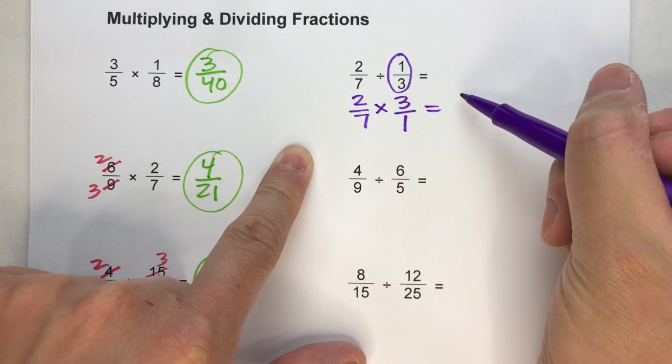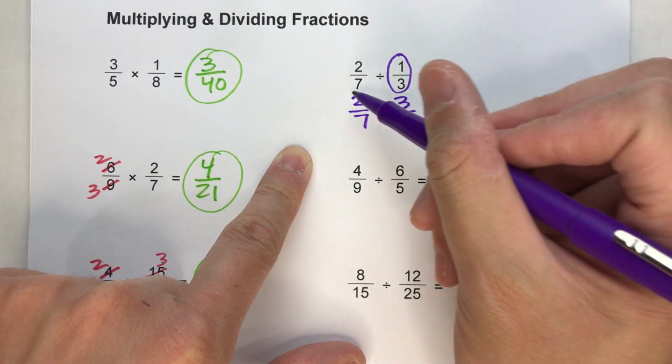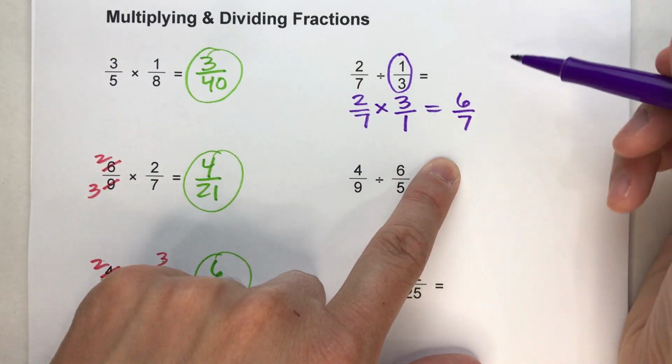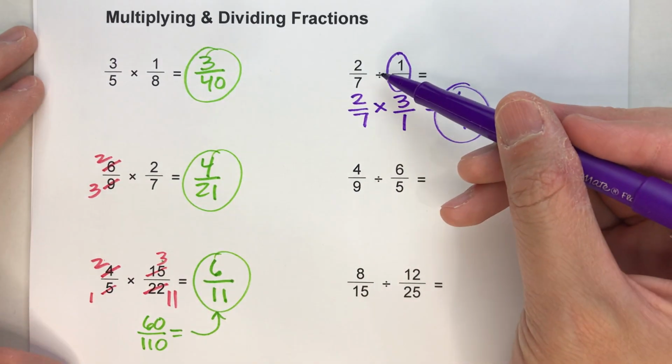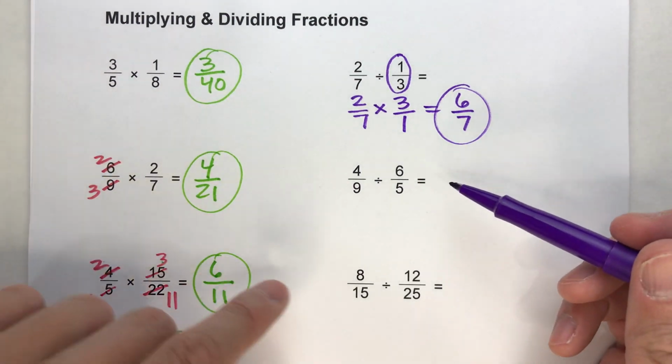2 times 3 is 6. 7 times 1 is 7. And by the way, notice neither of these can be reduced, and diagonally they can't be reduced. And my final answer, 6/7, that can't be reduced. That's my answer. So 2/7 divided by 1/3 is 6/7. All right, here we'll do another one.